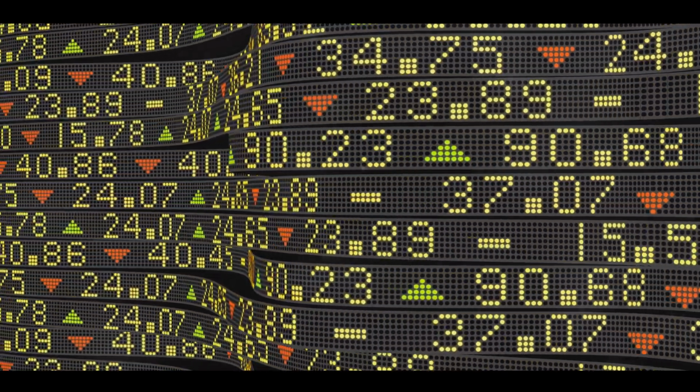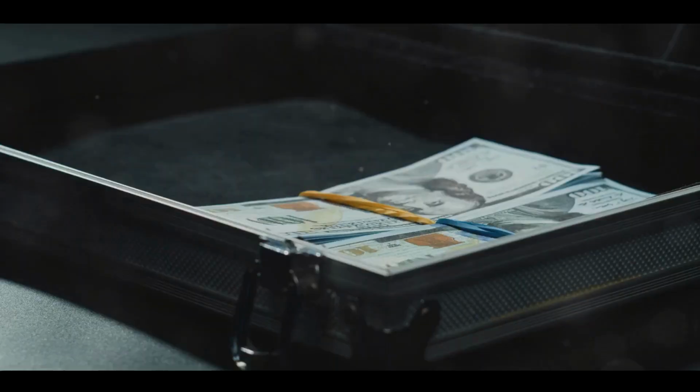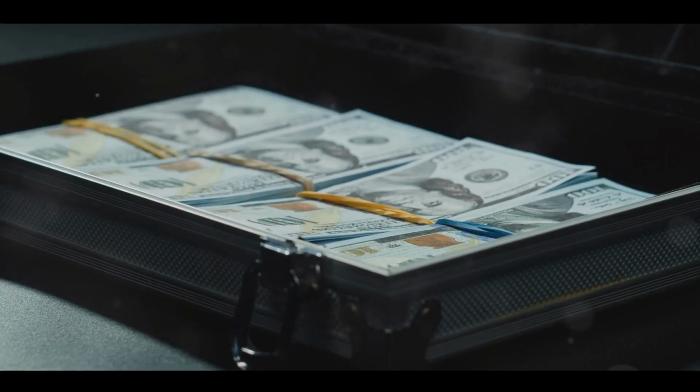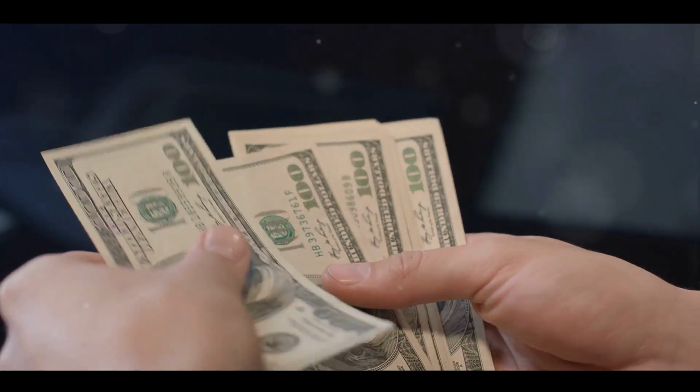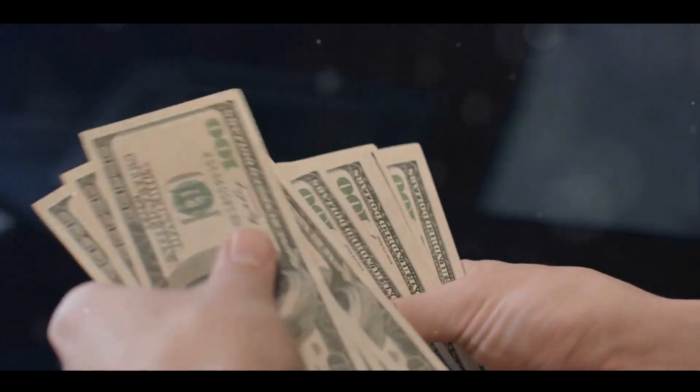Secondly, inflation affects your purchasing power. Imagine you have $100 today. If inflation rises, the same $100 will buy you less tomorrow. That's because as prices increase, each unit of currency loses some of its purchasing power.